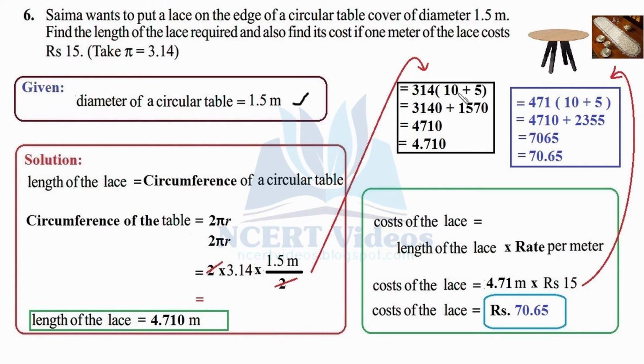Plus 5 4s is 20, 2 is carry. 5 plus 1 is 5, plus 2 is 7. 5 3s are 15. Adding it is simple, 4710. Again, just add individual places.